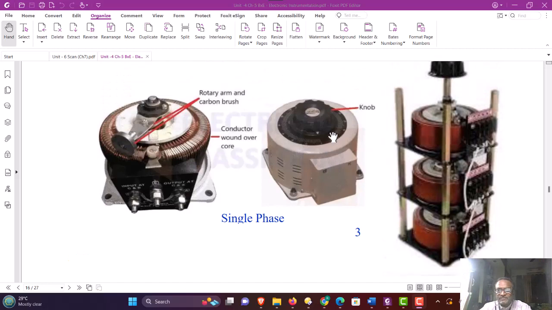In case of a three-phase variac or auto transformer, you will see there are three single phase auto transformers connected with a common shaft, and the three variable terminals with a common reference are available at the output. So by changing the wiper here, we can change the three output voltages of the three auto transformers. Those are the three phases.